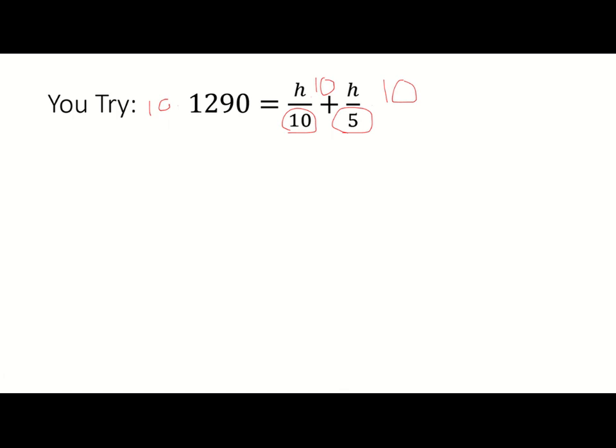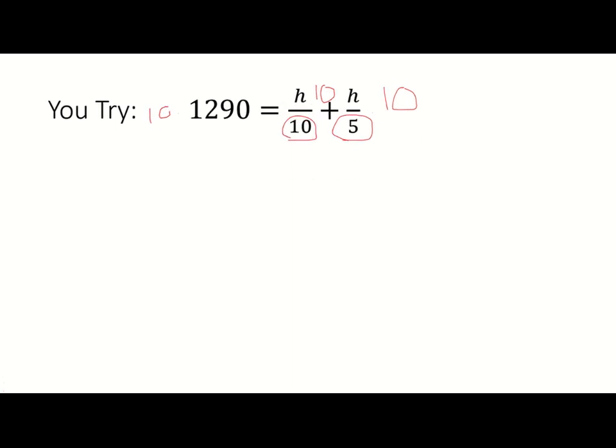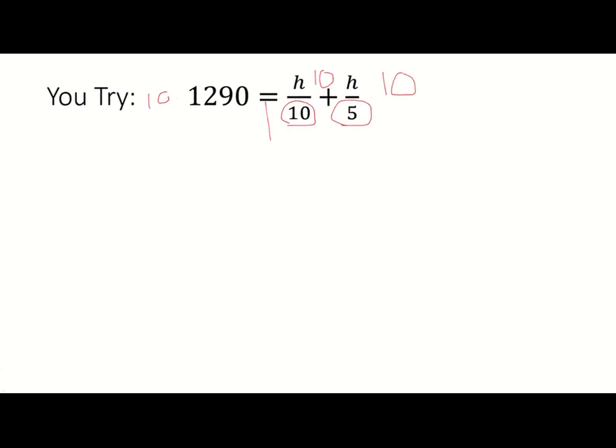So when we multiply everything by 10 in this problem, what is happening is we have 10 times 1290. That's going to become 12,900. h over 10 times 10: 10 goes into 10 one time, so that means we're just left with 1h, or h. 5 goes into 10 two times, so 2 times h, that means we have plus 2h.